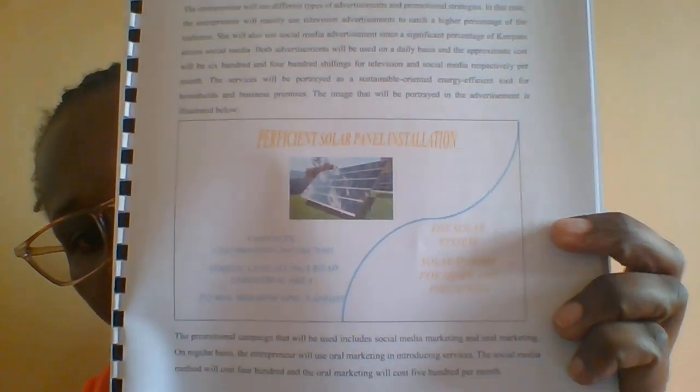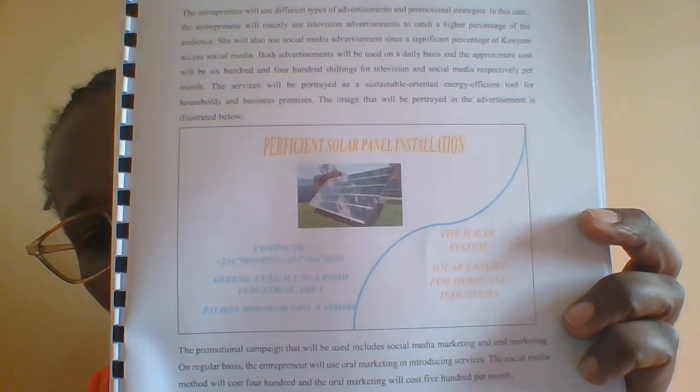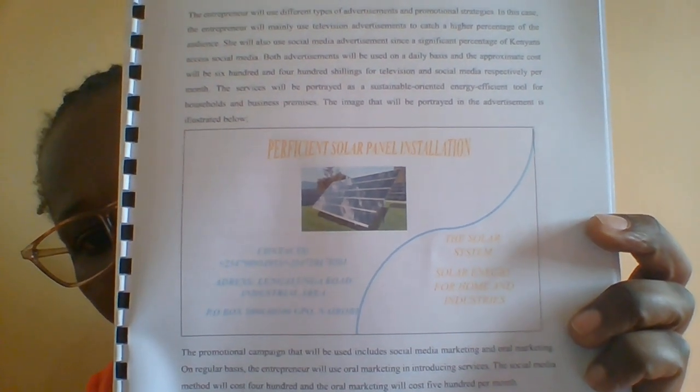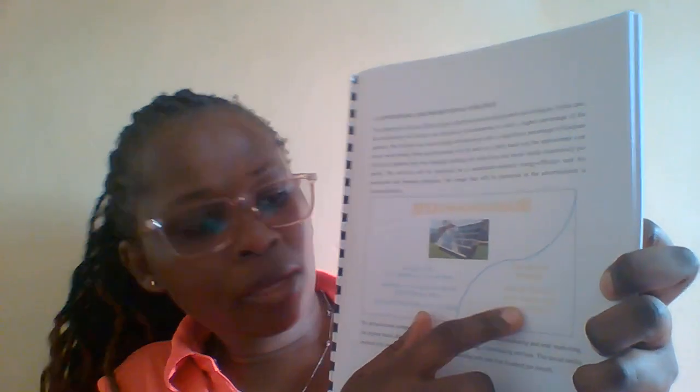So this one has decided to make it. You can see on top we have the name of the business. They have a picture of what they are doing, that is the solar panel installation. Then the contacts are here, and then there is what they are doing.